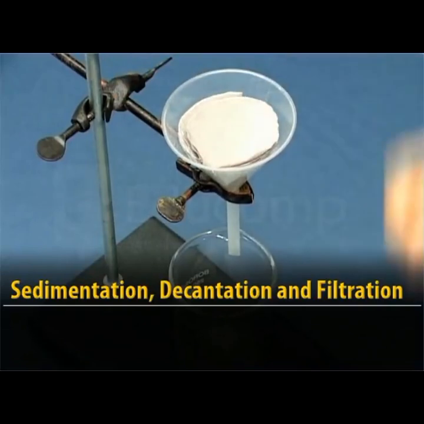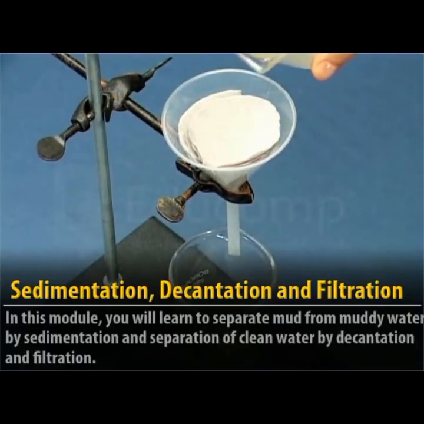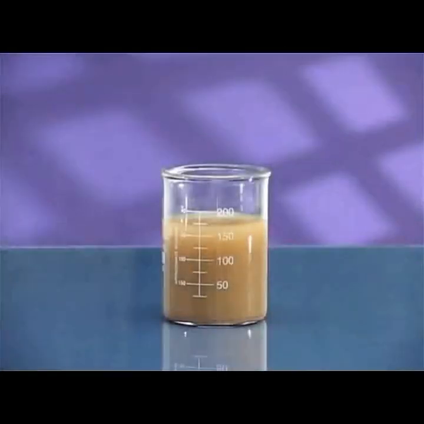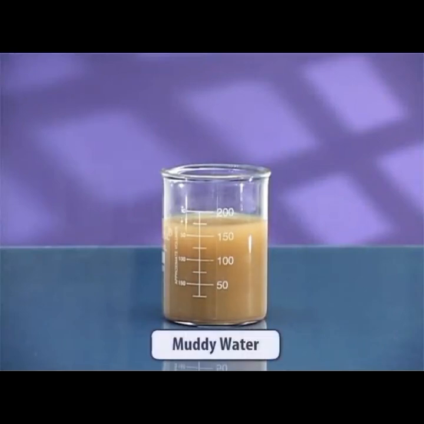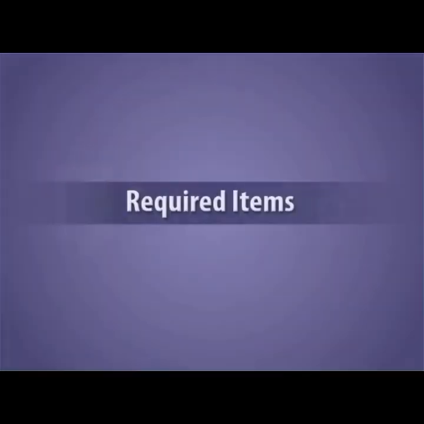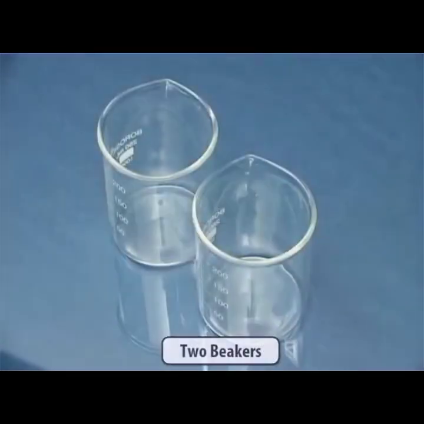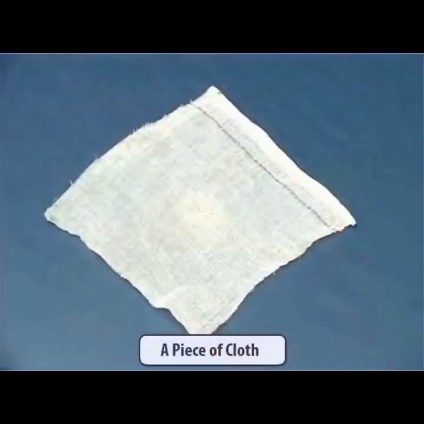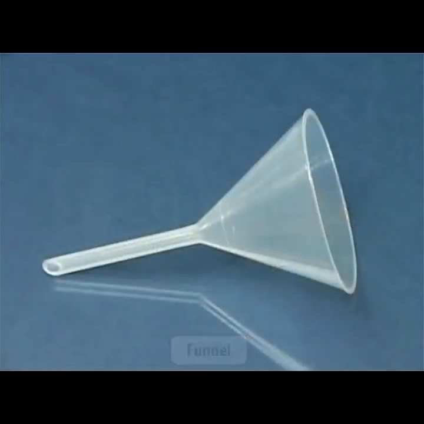Sedimentation, decantation, and filtration. In this module, you will learn to separate mud from muddy water by sedimentation and separation of clean water by decantation and filtration. How to get clean drinking water from this muddy water? Well, we shall use a few methods to separate the mud from this water-mud mixture. For this activity, we need 2 beakers, a sample of muddy water, a tea strainer, a piece of cloth, a funnel, and filter paper.